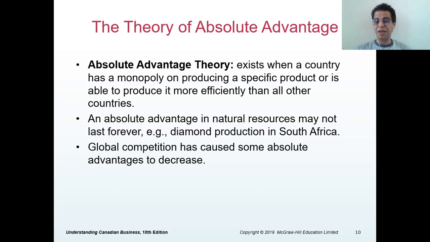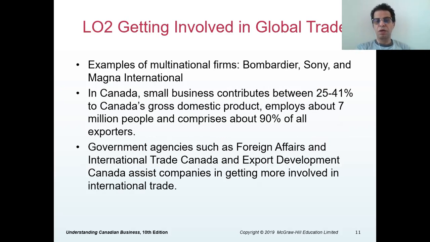An absolute advantage in natural resources may not last forever, like the diamond production in South Africa and the oil in Saudi Arabia. Global competition has caused some absolute advantages to decrease, because now you can get oil from Mexico, from the USA, from Caribbean countries, rather than bringing it all the way from Saudi Arabia. That's an example.